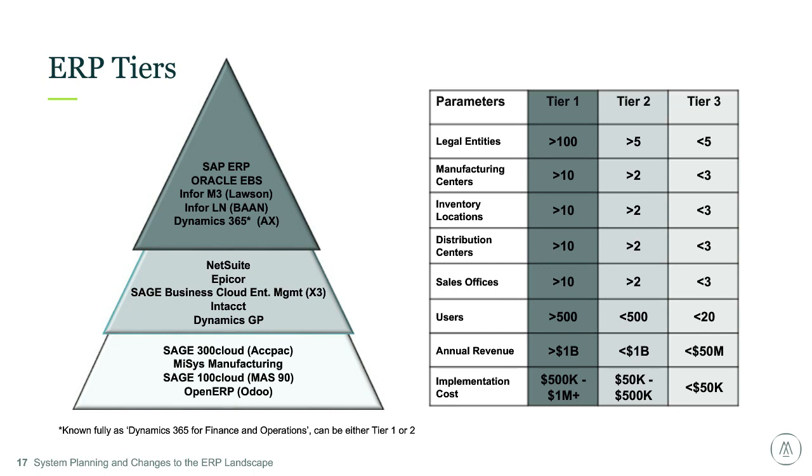Tier 3 ERP systems have the least capability of the tiers. They are typically, with some exceptions, least expensive to implement and are usually targeted at smaller organizations. I've included a few examples here. Sage does very well in this market. Sage has a lot of Tier 3 products focused on specific regions of the world.